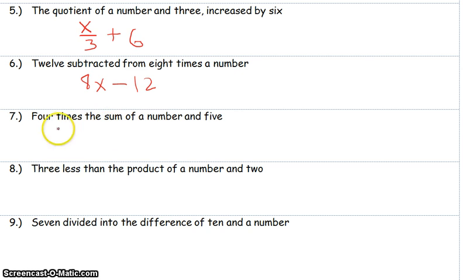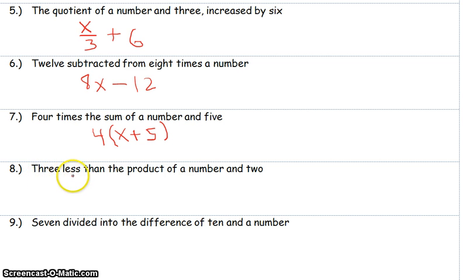Now we go to number 7. 4 times the sum of a number and 5. So if you look here, it says 4 times the sum of a number and 5. That would mean we would need to add these first, then multiply by 4. So the sum of a number and 5 is x plus 5. Now to take 4 times that value, you would need to put this in parentheses. Whenever we have parentheses, we do what's inside parentheses first, and then we do what's on the outside. So this is 4 times the sum of a number and 5.